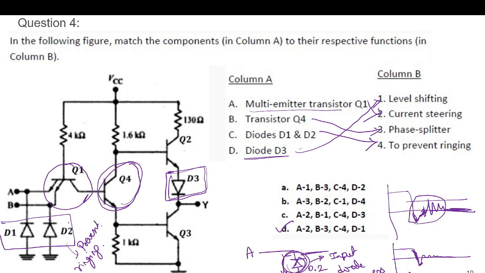Is your doubt clear? Why would that be suppressed? Like there is a path to the ground. When this diode starts conducting at this region, it will have a path to the ground. Okay.